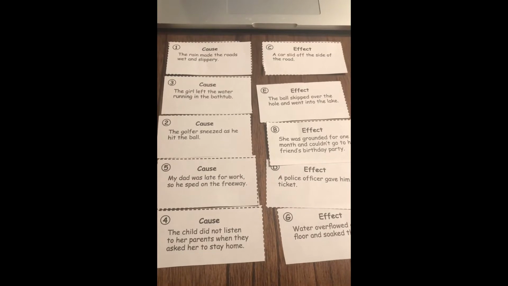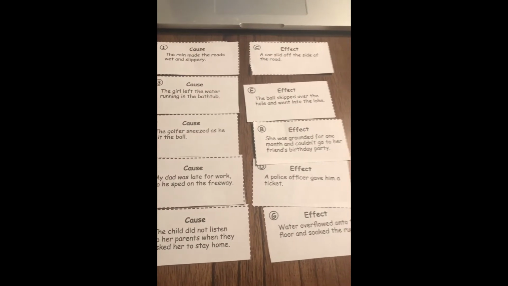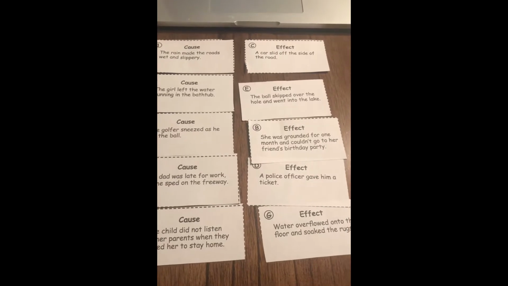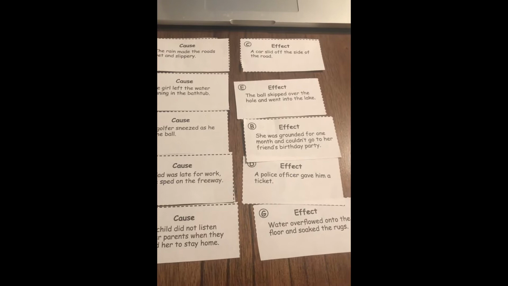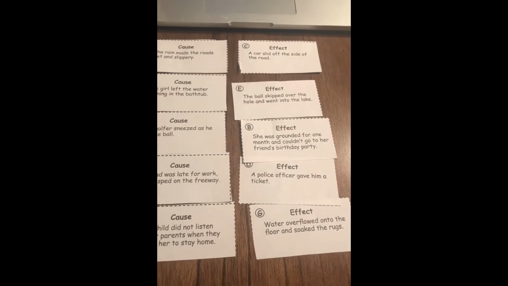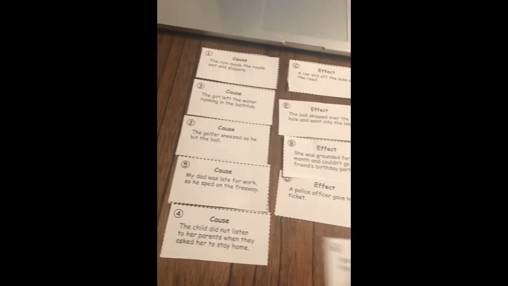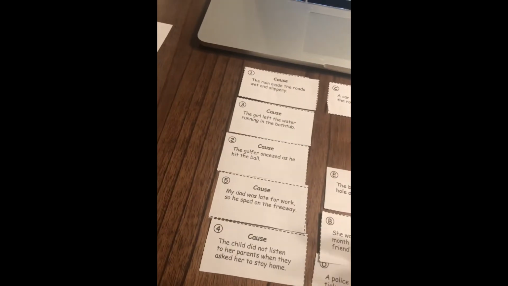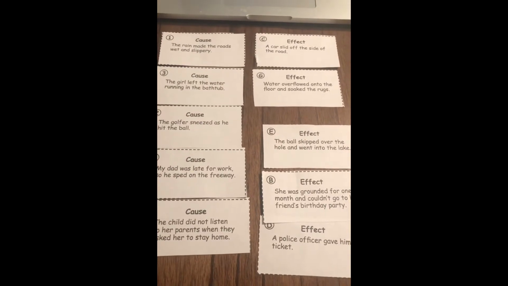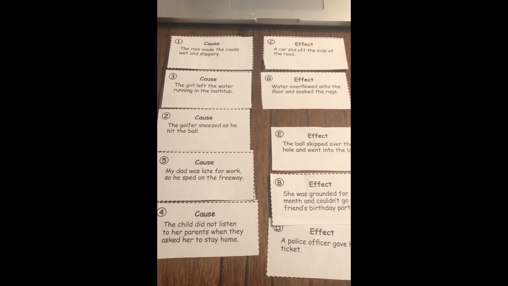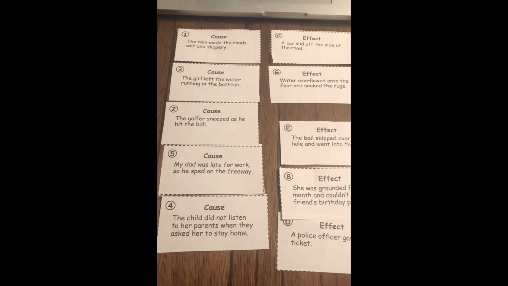Now, the next one, the girl left the water running in the bathtub. The ball skipped over the hole and went into the lake. No. She was grounded for 1 month and couldn't go to her friend's birthday party. No. A police officer gave him a ticket. No. Water overflowed onto the floor and soaked the rugs. Now that makes the most sense. So what happened was the water overflowed onto the floor and soaked the rugs. And the reason why was because the girl left the water running in the bathtub.